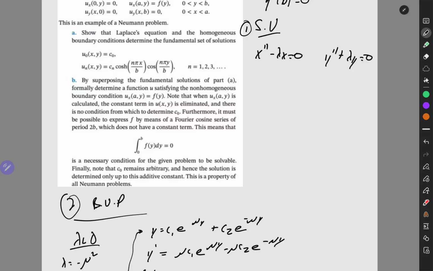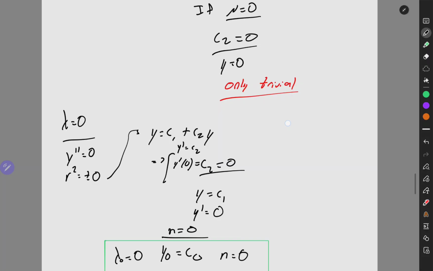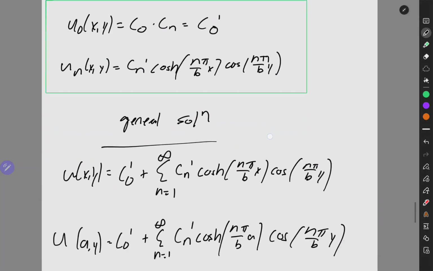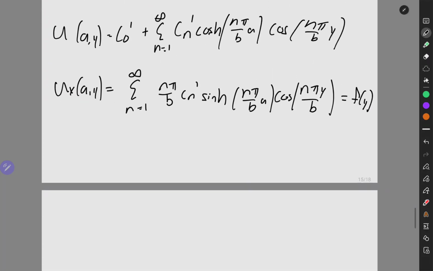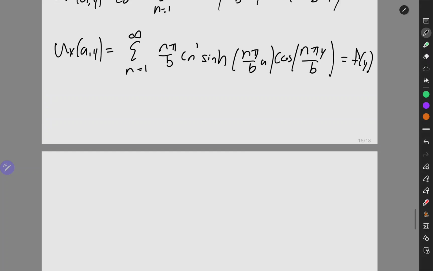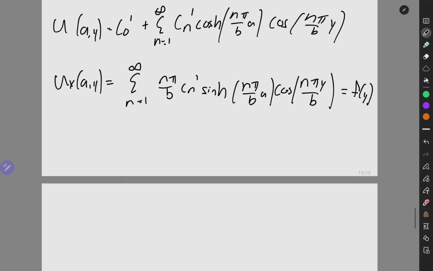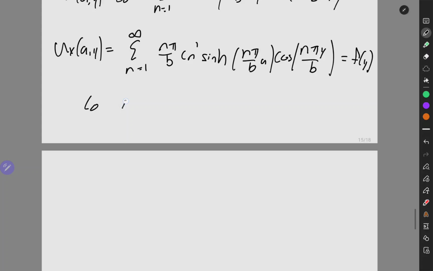So basically what it's saying is we just keep the C naught there because it's arbitrary, and we solve for Cn the same way we've always been doing. They just word it really confusingly. So we solve for Cn prime. So we're going to mark C naught as arbitrary.